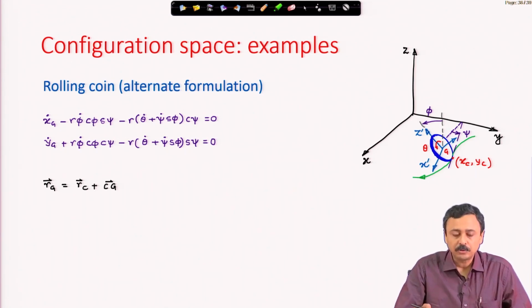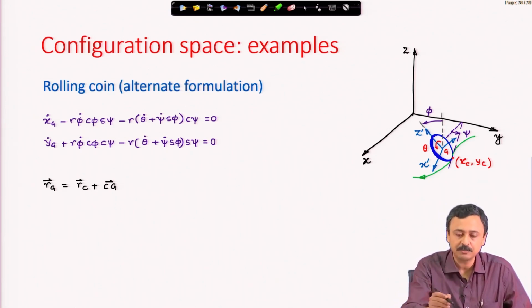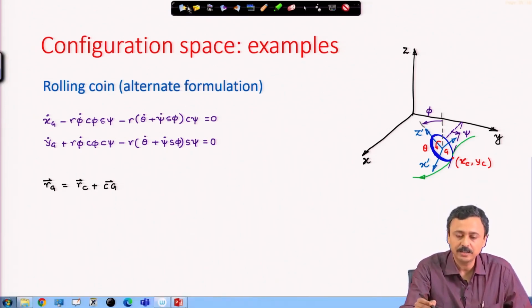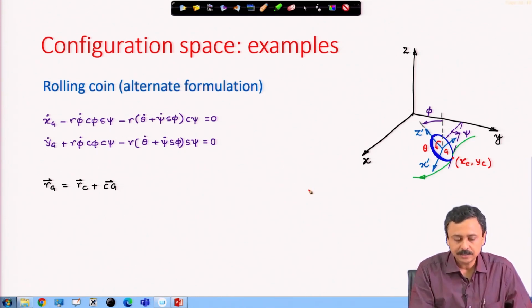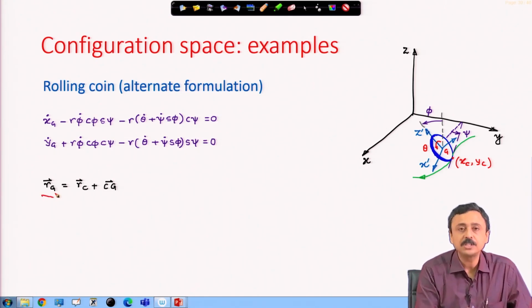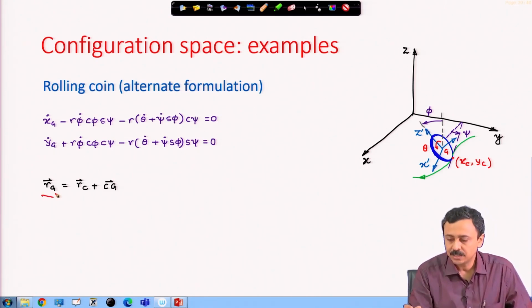Now, we are going to reformulate these constraints in terms of x_c and y_c. Rather than using the velocity of the center of mass, let us see how we can modify them in terms of the present choice of coordinates. First, we represent the position vector of the center of mass.